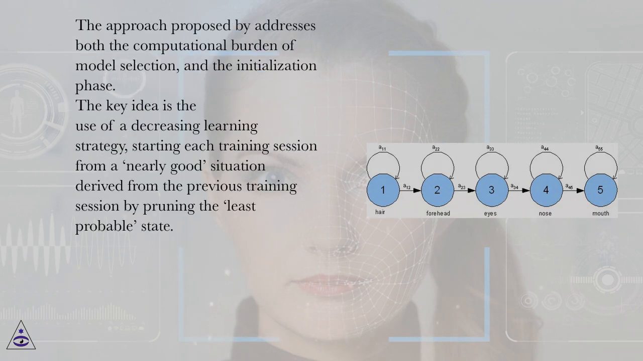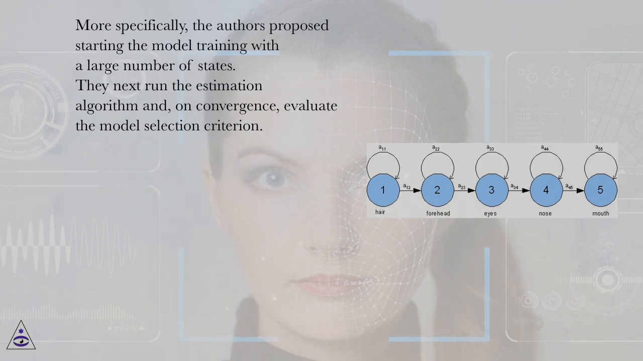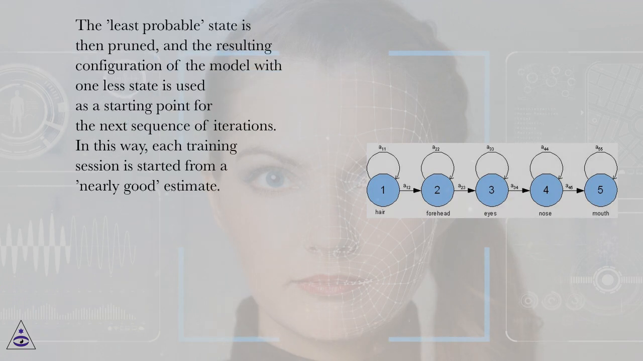The approach proposed by addresses both the computational burden of model selection, and the initialization phase. The key idea is the use of a decreasing learning strategy, starting each training session from a nearly good situation derived from the previous training session by pruning the least probable state. More specifically, the authors proposed starting the model training with a large number of states. They next run the estimation algorithm and, on convergence, evaluate the model selection criterion. The least probable state is then pruned, and the resulting configuration of the model with one less state is used as a starting point for the next sequence of iterations.